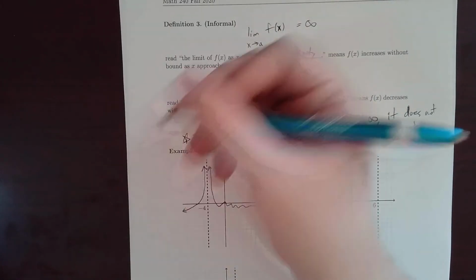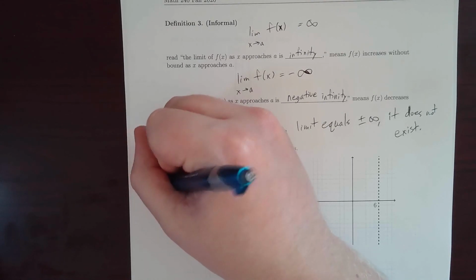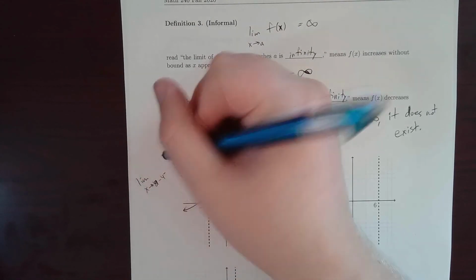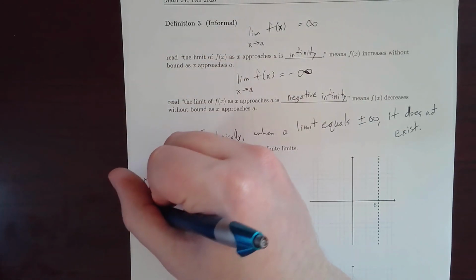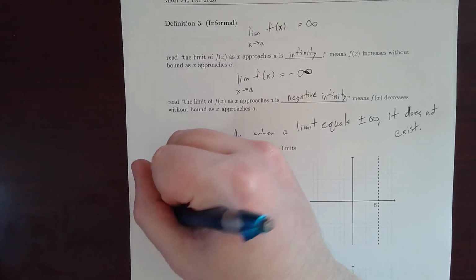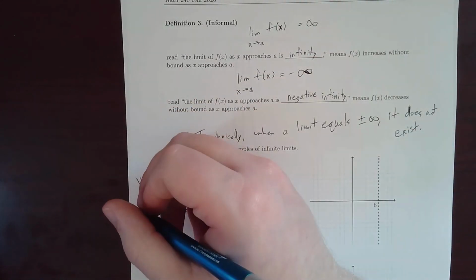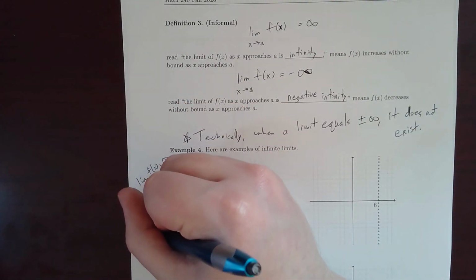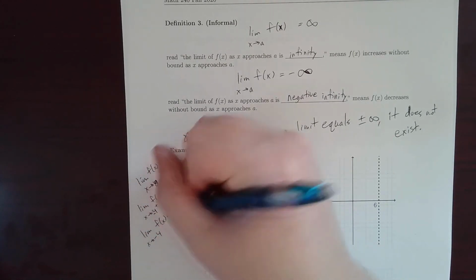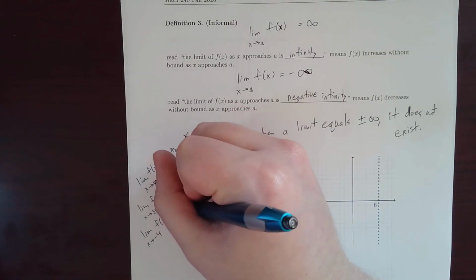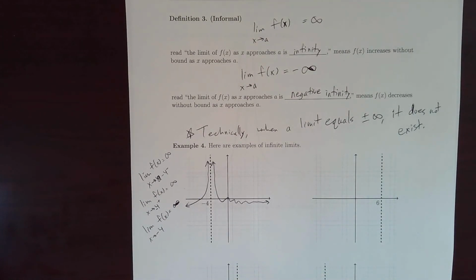Well, what we would say is that the limit as x approaches -4 from the left of this function would equal infinity. Our limit as x approaches -4 from the right would equal infinity. And so we would say that our overall limit as x approaches -4 would equal infinity. So we're going up without bound, whether we're on the left or right side.